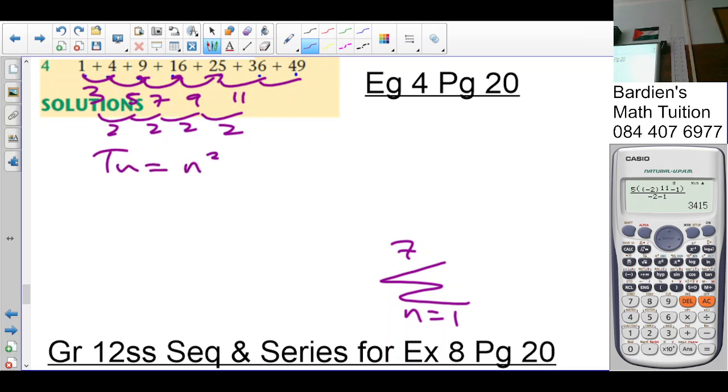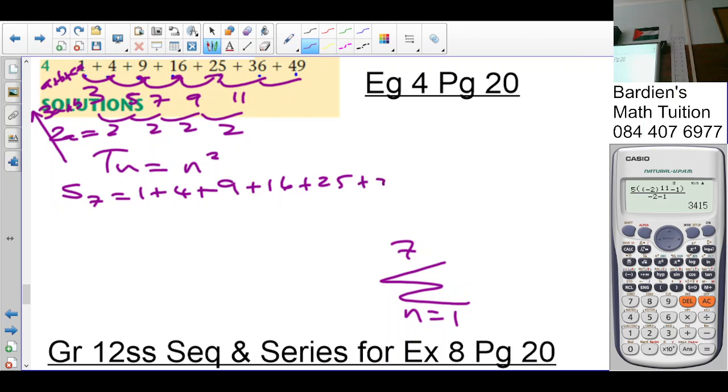For those of you who didn't see it, you must first go to a is equal to 3a plus b, a plus b plus c. Is it necessary? No. As you can see, it's fairly simple. So the general term is going to be n squared. Now the sum of the terms. The sum of 7 terms is going to be 1 plus 4 plus 9 plus 16 plus 25 plus 36 plus 49.